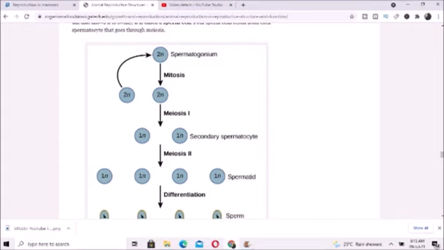Spermatogenesis is the next thing we want to look at now. That is the male gametogenesis. Spermatogenesis is illustrated below, and it occurs in the seminiferous tubules in the testes.